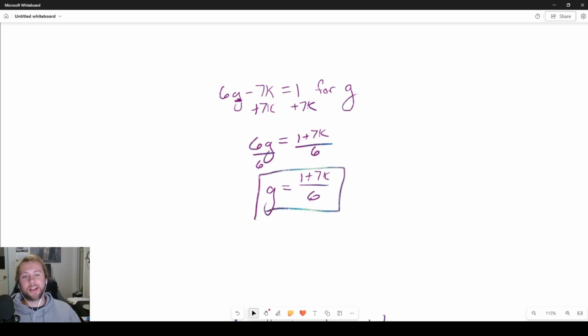I know it doesn't look like one, but it is. You solve for a variable, you got the variable all by itself. This is similar to turning things into slope-intercept form, getting y all by itself. It's the same concept. Let's look at some other problems.